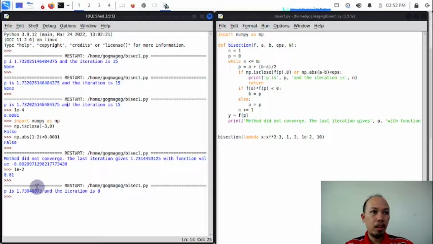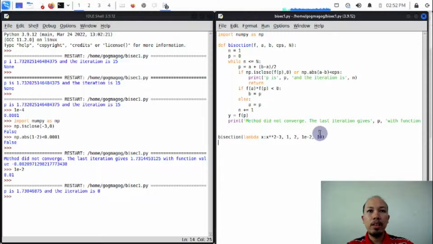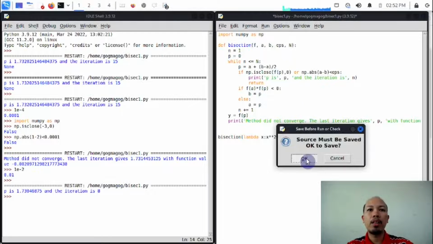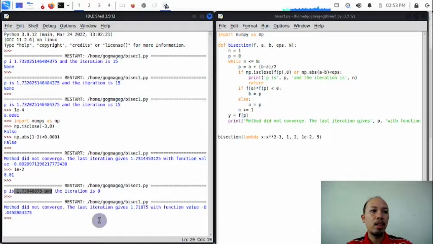So this is what happens when we have round off error or the chopping error or the truncation error, because we cut those values somewhere in the code. Okay, so if we decrease this to 5, then we evaluate this last print statement. Since we need 8 iterations to get the root and we only have 5 iterations, the last iteration gives this value.